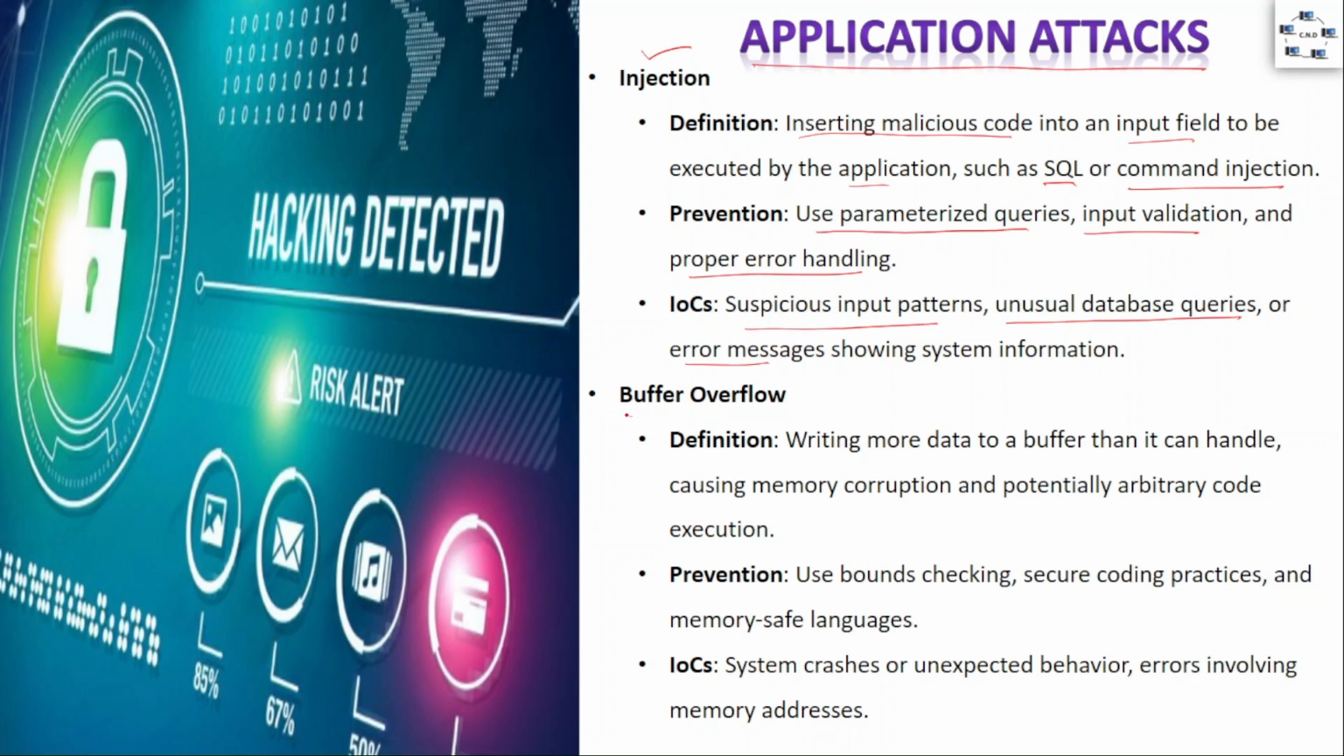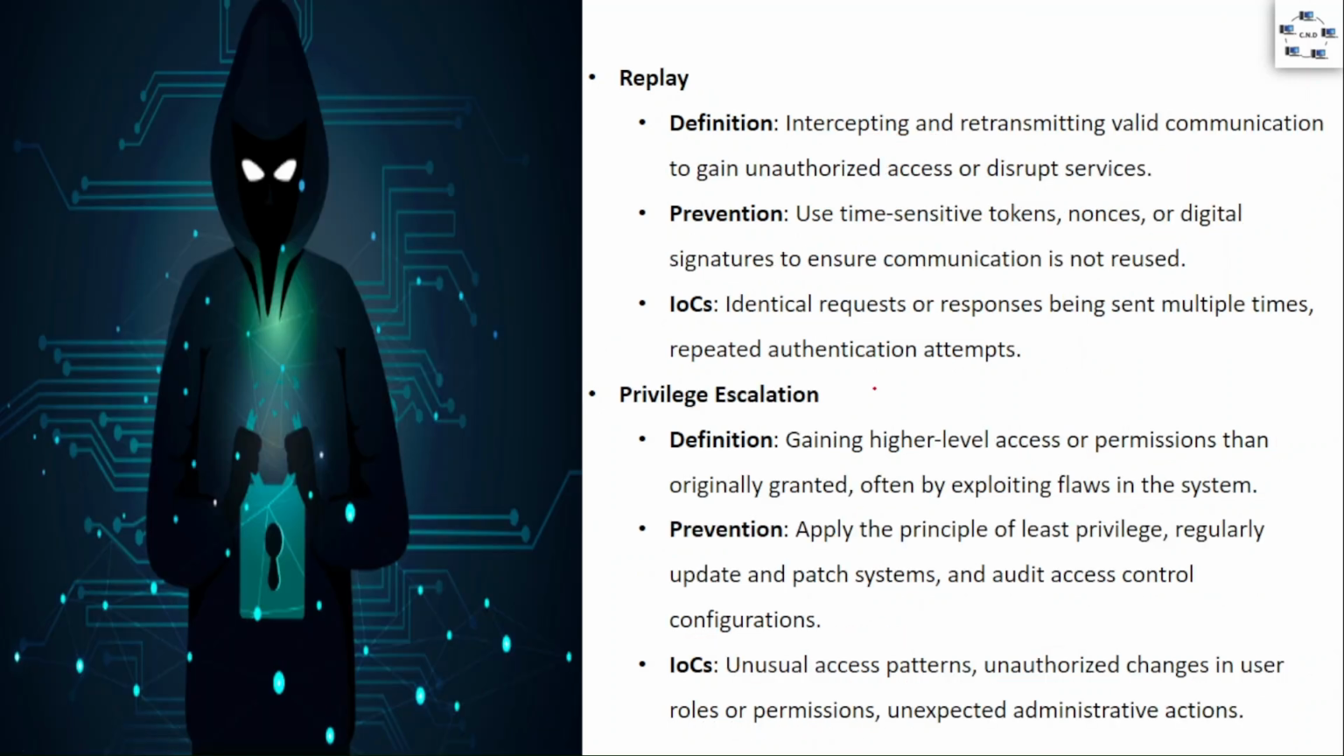Another application attack is buffer overflow, which is writing more data to a buffer than it can handle, causing memory corruption and potentially arbitrary code execution. Prevention include using bound checking, secure code practices, and memory-safe languages. And indicators of compromise include system crashes or unexpected behavior, errors involving memory addresses.